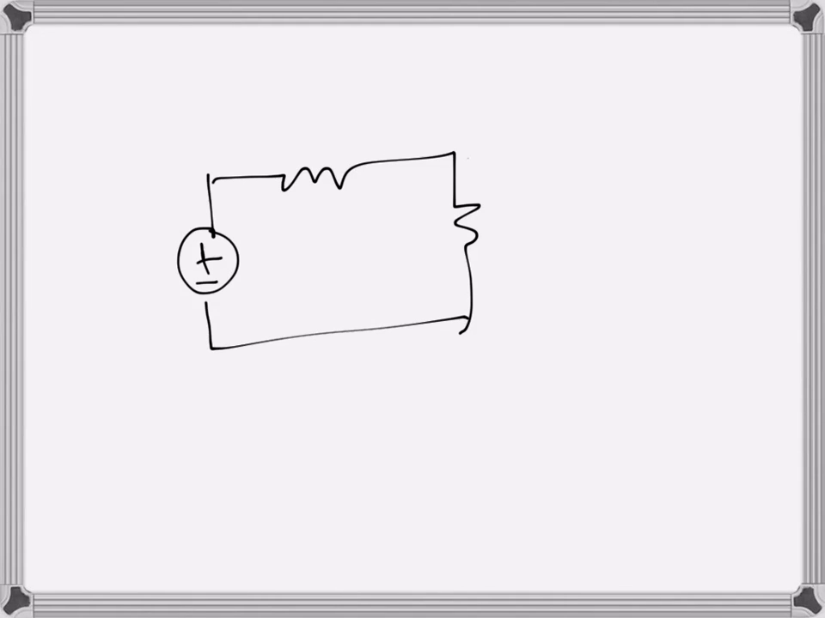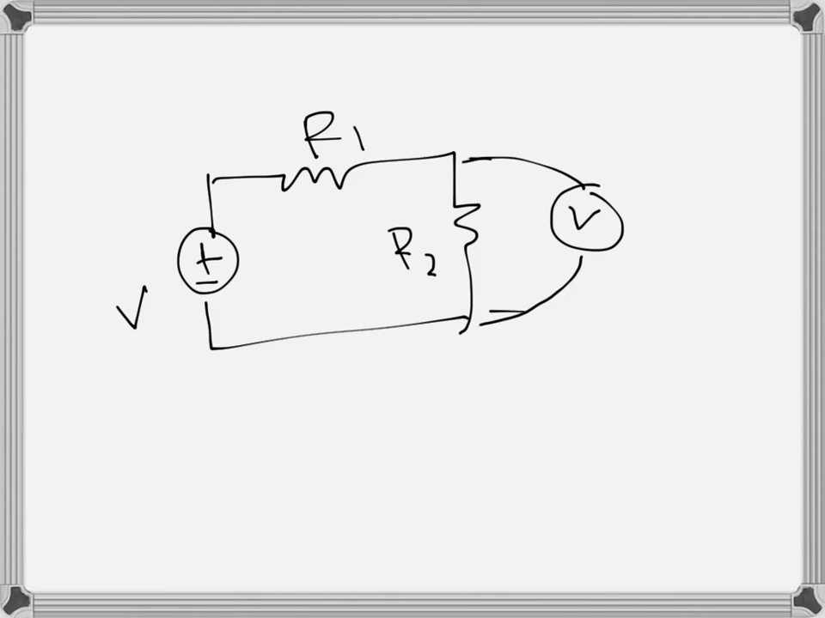We know that the voltmeter is used to measure the voltage across an element. So let's say we have a circuit like this and we want to measure the voltage across this resistance. Maybe this is R2, this is R1, this is V, and I am connecting a voltmeter here and it will measure the voltage across it.